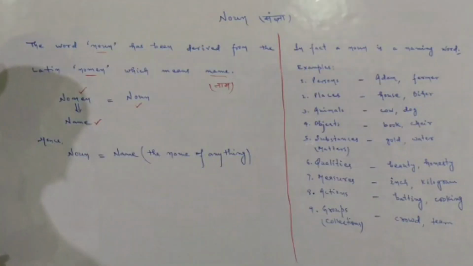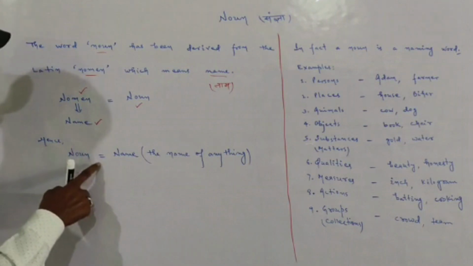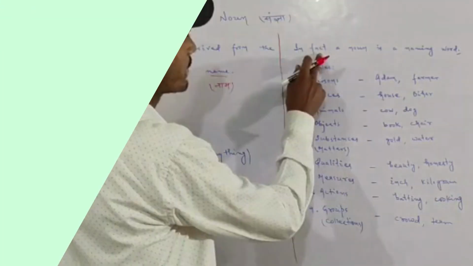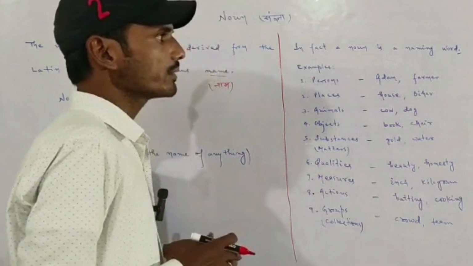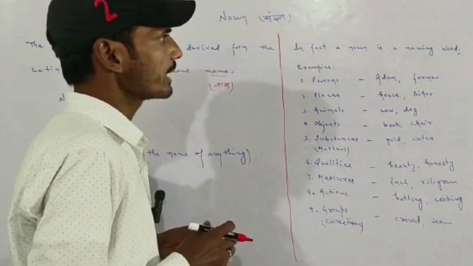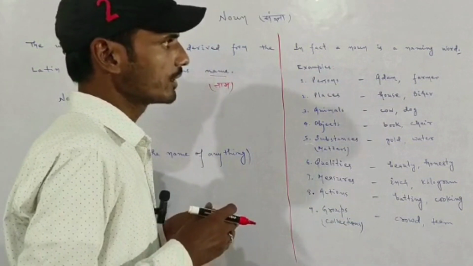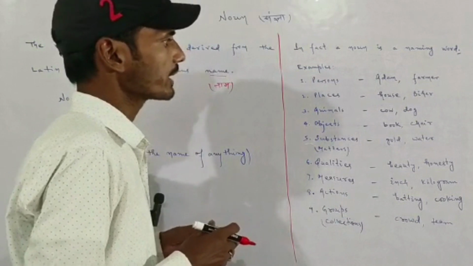Hence, we can say that noun equals name, the name of anything. In fact, a noun is a naming word. In other words, we can say that naming words are called nouns. यानी नेमिंग वर्ड्स को नॉन कहते हैं.